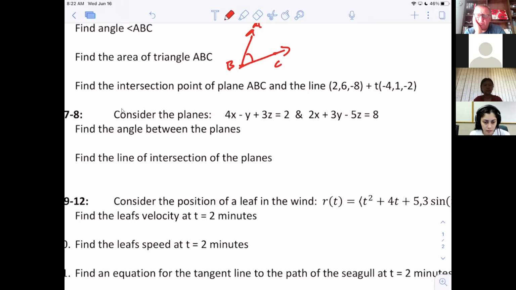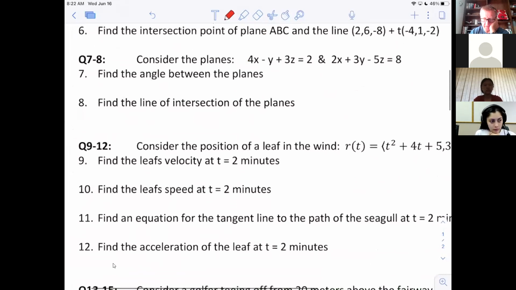And then, of course, if two planes run into each other, it's possible they're parallel. But if they run into each other in some fashion, then they would intersect in a line. And so could you find the equation of that line, find the line of intersection of those planes?